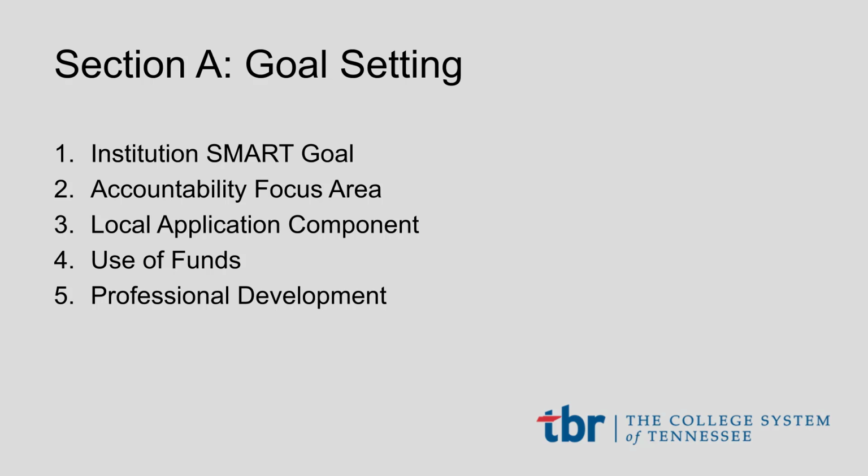Within Section A, Goal Setting, the following items must be included: Institution SMART Goal, Accountability Focus Area, Local Application Component, Use of Funds, and Professional Development. Now we'll take a closer look at each item.